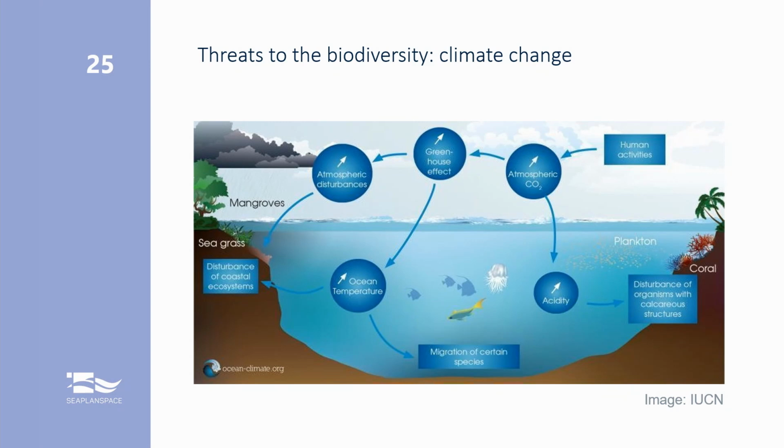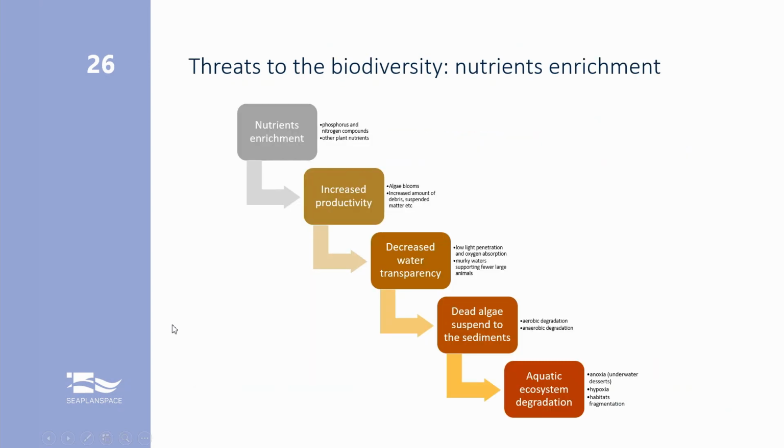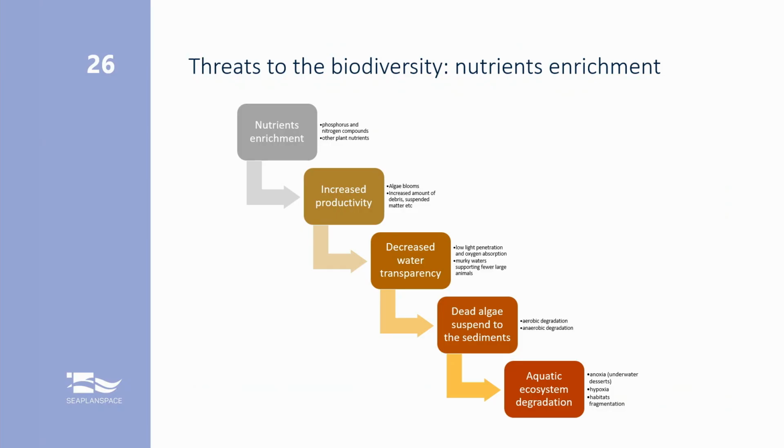Another threat to the biodiversity that can be seen on a global level, but also specifically on the Baltic Sea level, is related to nutrient enrichment, and as such to phenomena such as eutrophication. Here we have phosphorus and various phosphorus and nitrogen compounds which are entering the water bodies via, for example, agricultural runoffs, but also via the purification plant outlets, so basically already cleaned sewage.